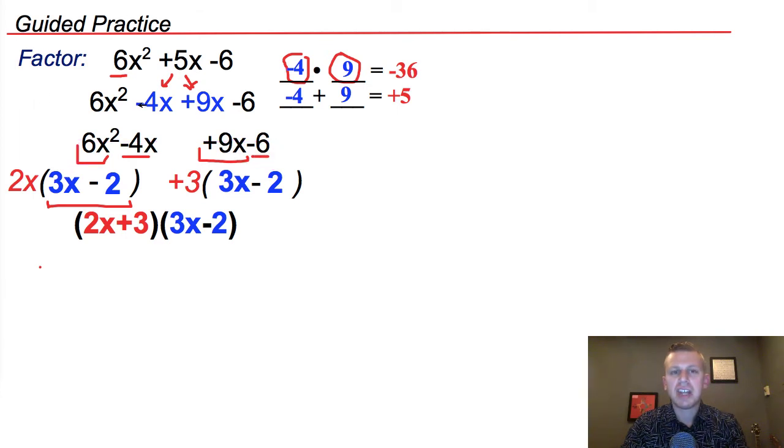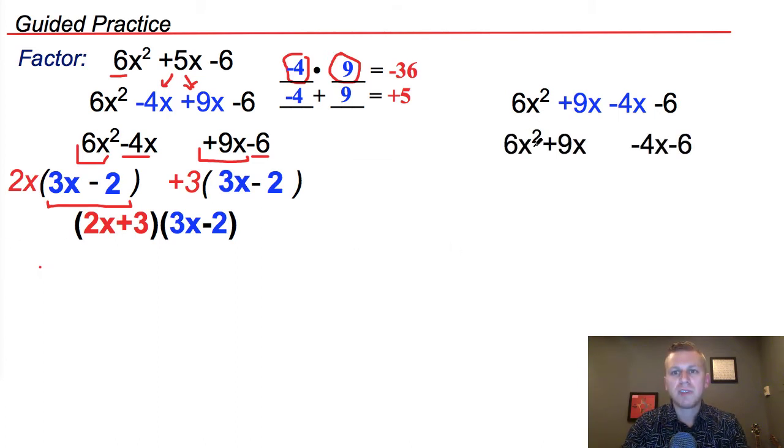Let's say I had changed the order and put the 9x first and the negative 4x second. Well, if I had done that, I'll still get the same answer, but I believe it's a little bit more challenging. The reason is my pairs don't match now. Here I have two positive terms, and they don't match the other binomial because they're two negative terms. So what ends up happening is I have to factor out a negative term out of the second binomial in order to get the signs to match. I'll show you what we mean.